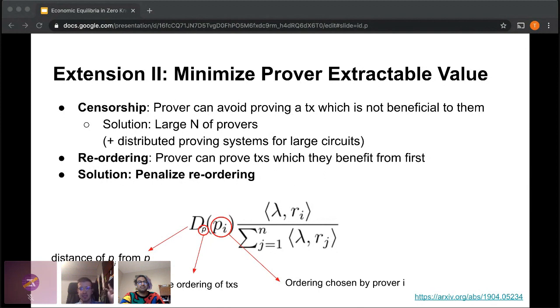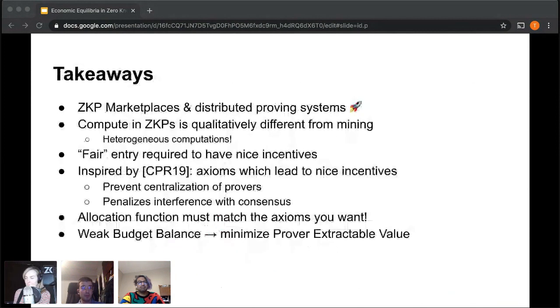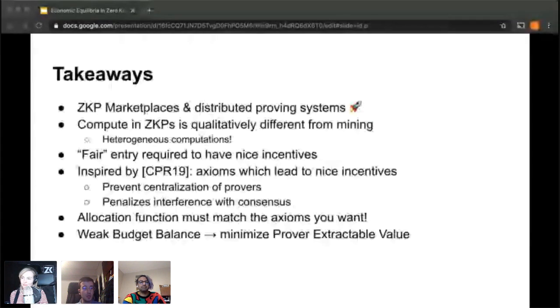And the practical instantiation of this would be that the moment you try to reorder anything, you just reduce the reward to 0. And any penalties taken from this get held by the protocol, and you can choose how you will allocate them. It's of separate interest. So to wrap up this presentation, we have some final takeaways.